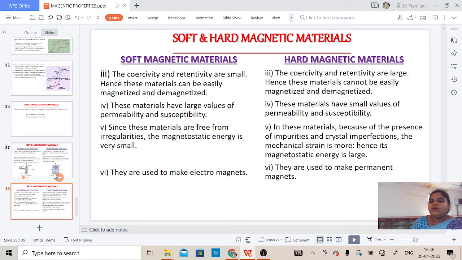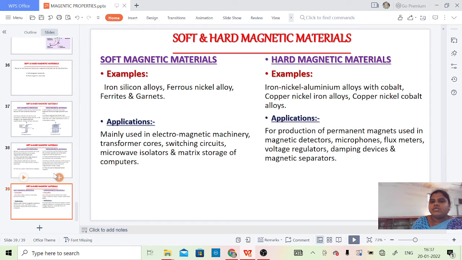In hard materials, because of the presence of impurities and crystal imperfections, the mechanical strain is more, hence the magnetostatic energy is large. Soft magnetic materials are used to make electromagnets, and hard magnetic materials are used to make permanent magnets, which possess a permanent magnetic dipole moment.